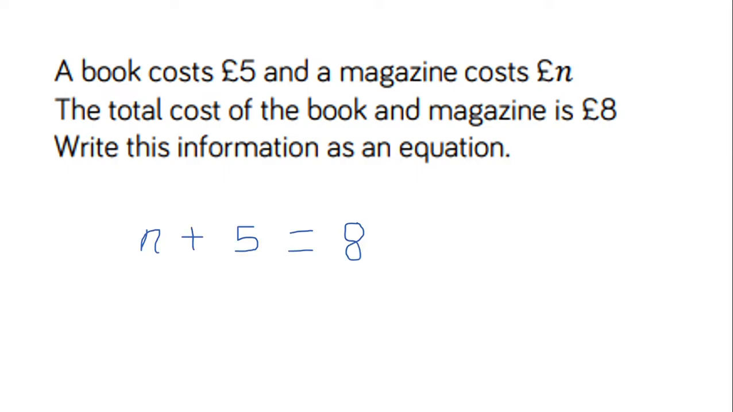Okay, so we're going to call the cost of the magazine £N. So we could call that N. And then the book costs £5, so we add 5, and then together they cost £8. So N plus 5 equals 8 would be how we would write that as an equation.